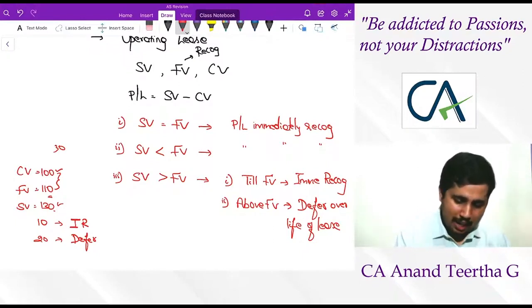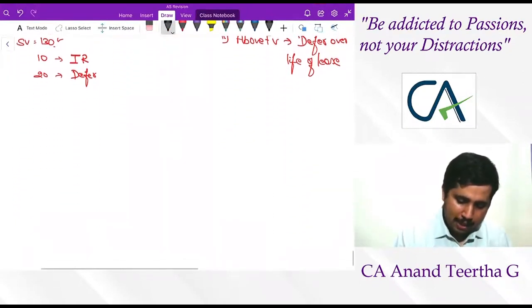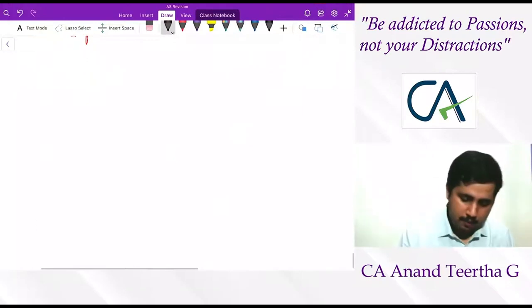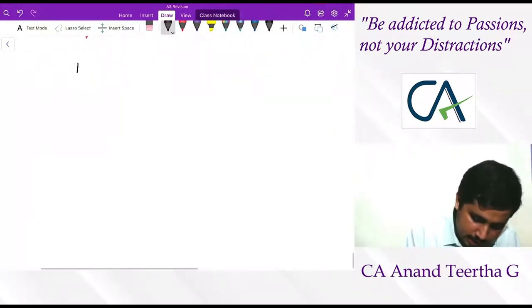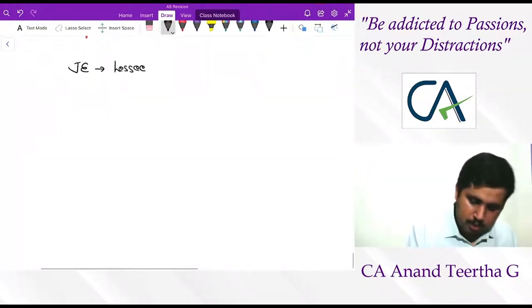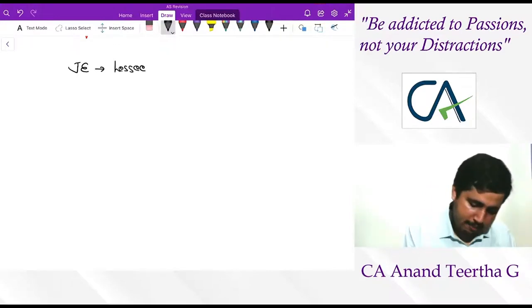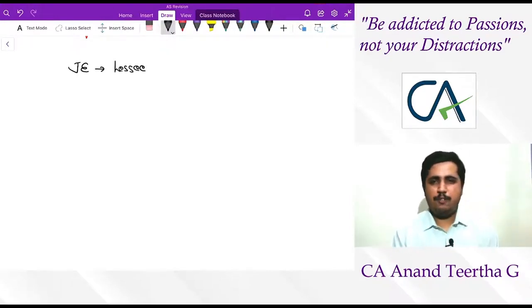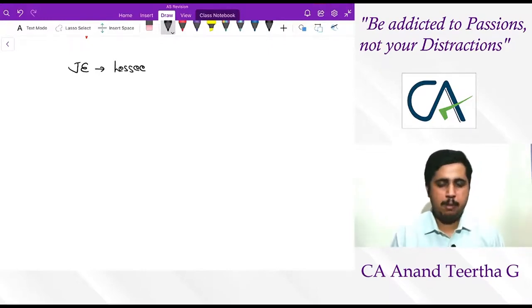Okay, now the last part: if I have to pass certain journal entries, how is it supposed to be done? The journal entries in the books of lessee. I will give you only one set of books, the other books you would automatically know because it will be in the opposite direction from a collectible point of view.